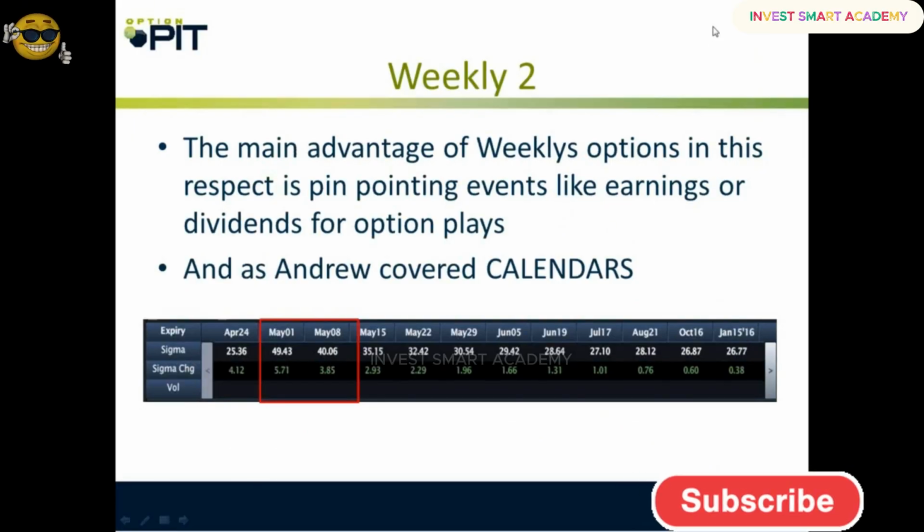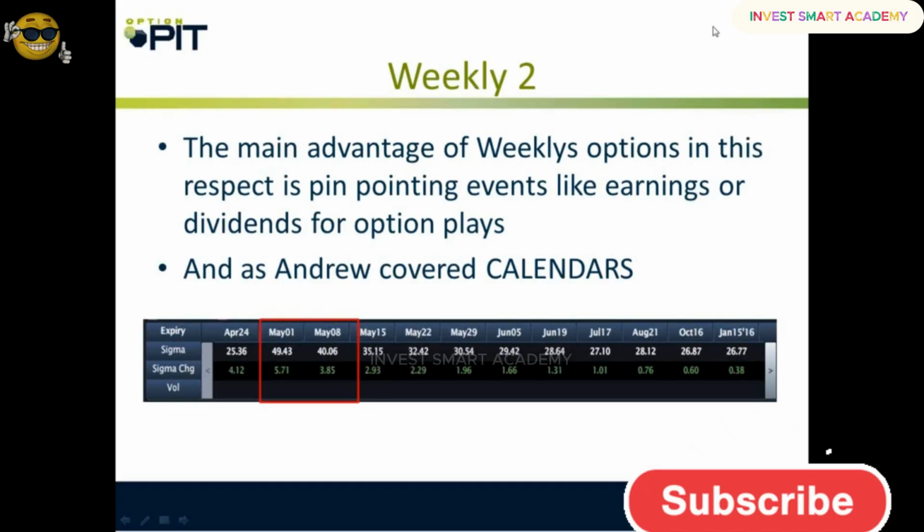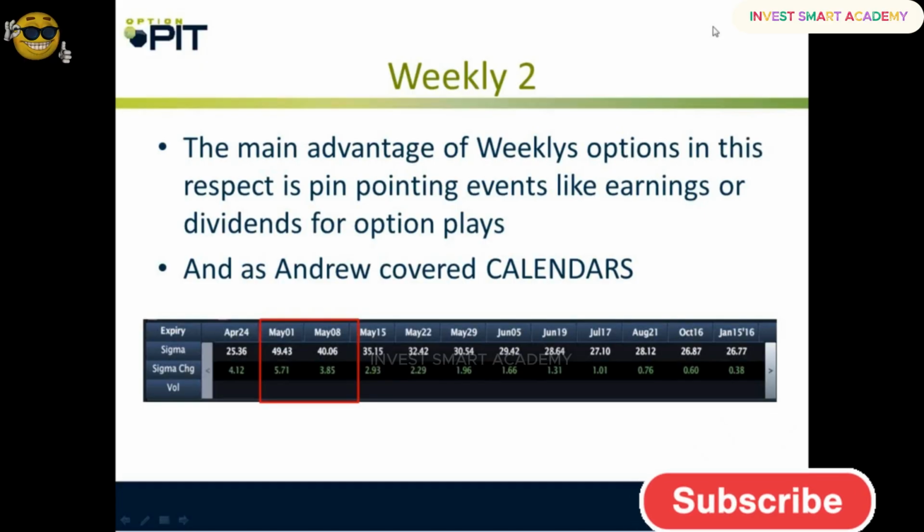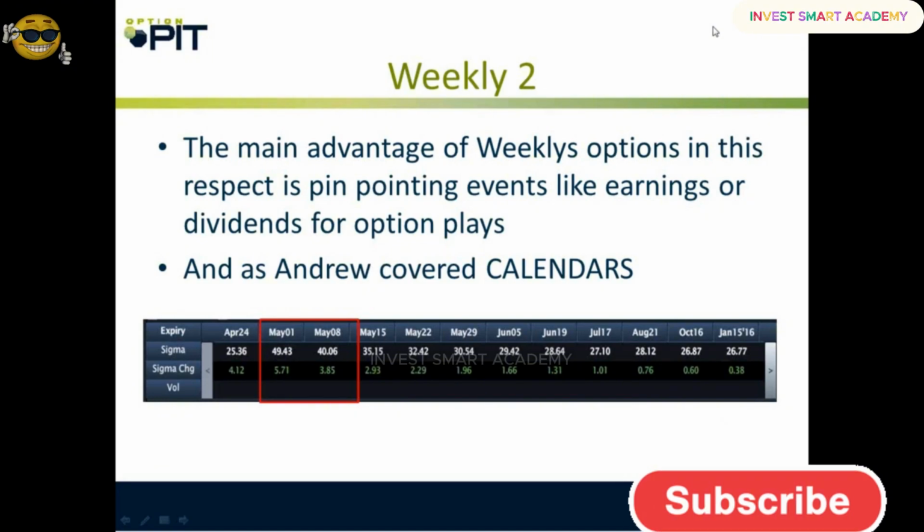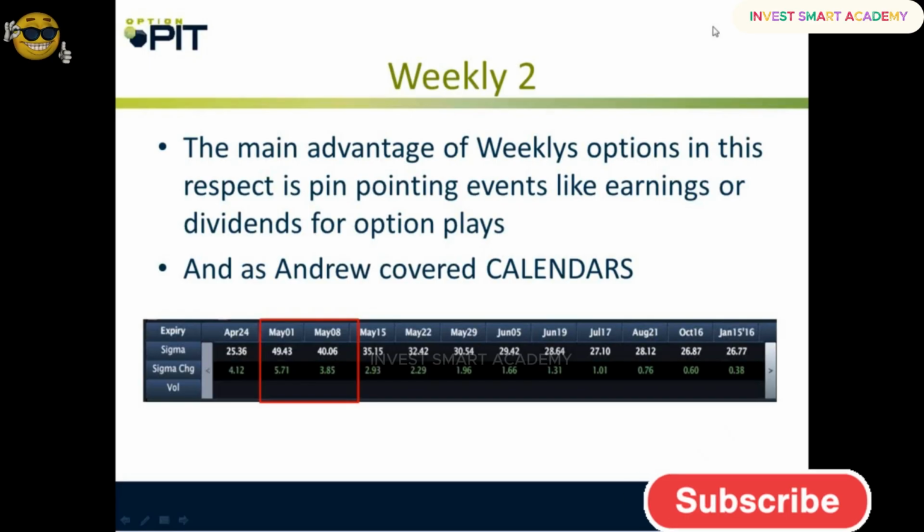All right. So the main advantage of the weekly options is pinpointing events like earnings or dividends for option plays, and as Andrew covered, calendars. The greatest thing about weeklies, in my opinion, is the ability to set up calendar spreads however you want. You can decide what you want to own.